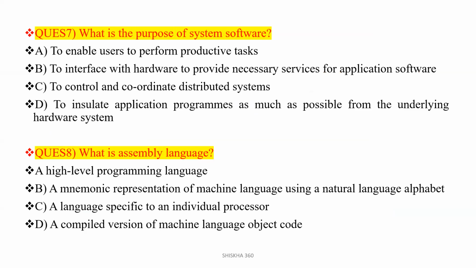Now move to the next question, question number 7. What is the purpose of the system software? Option A, to enable the users to perform productive tasks; to interface with the hardware to provide necessary services for the application software; to control and coordinate the distributed systems; to insulate the application programs as much as possible from the underlying hardware system.